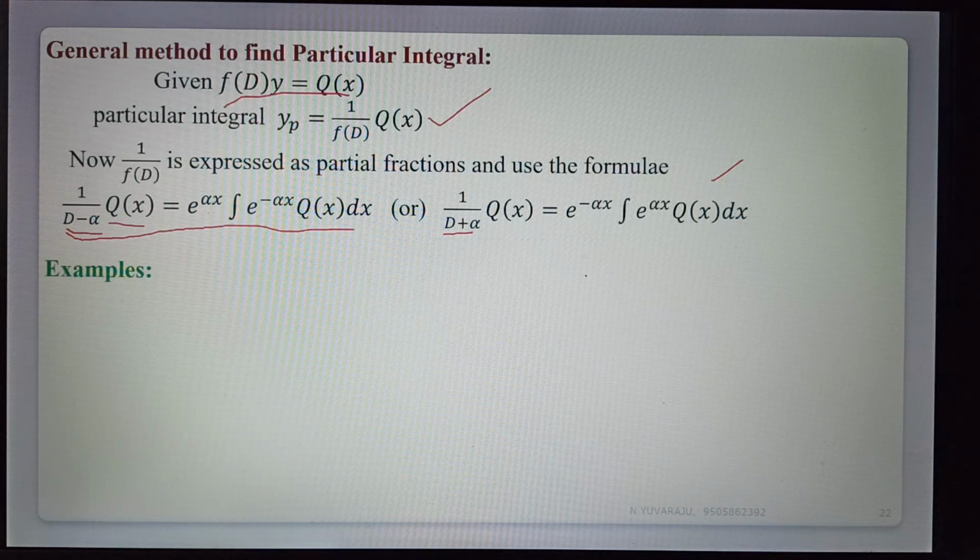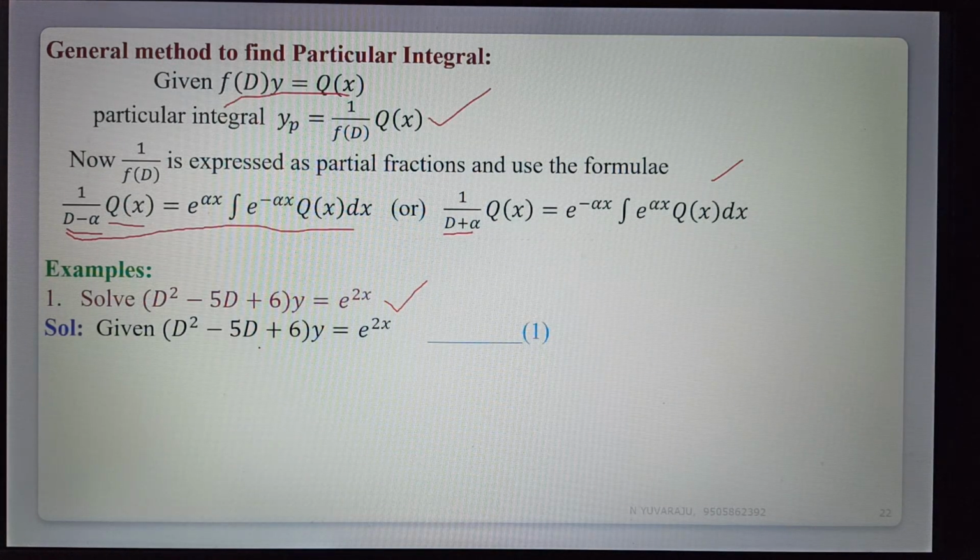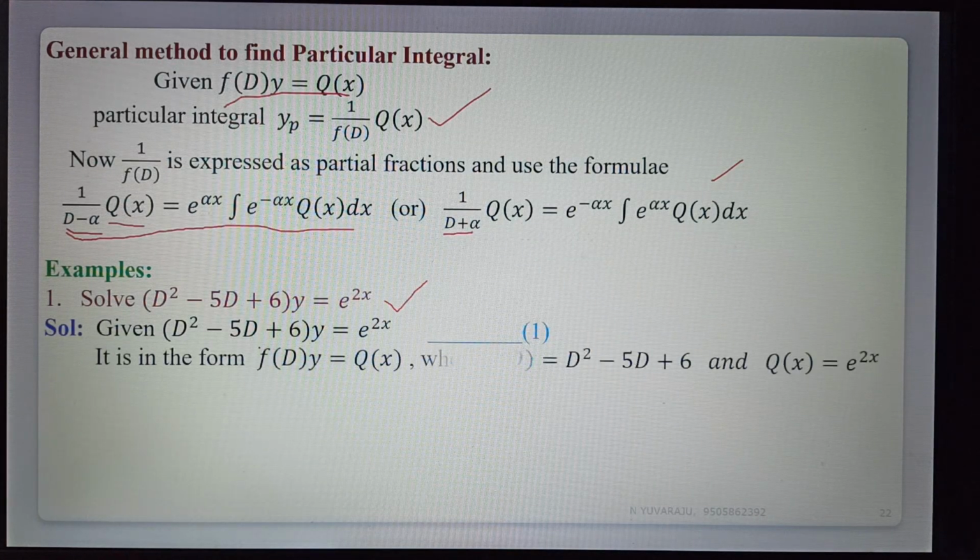First example: solve (D^2 - 5D + 6)y = e^(2x). This is a non-homogeneous equation of the form f(D)y = Q(x), where f(D) is the second-degree polynomial D^2 - 5D + 6 and Q(x) = e^(2x).